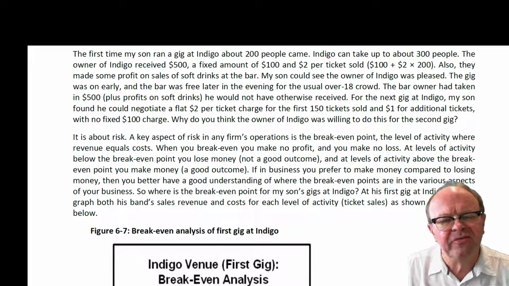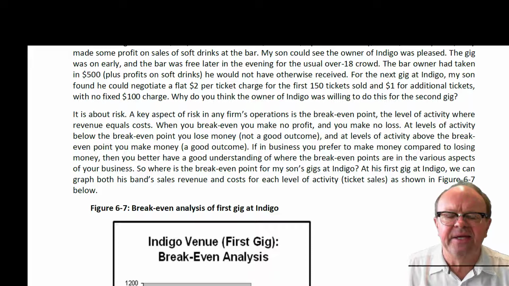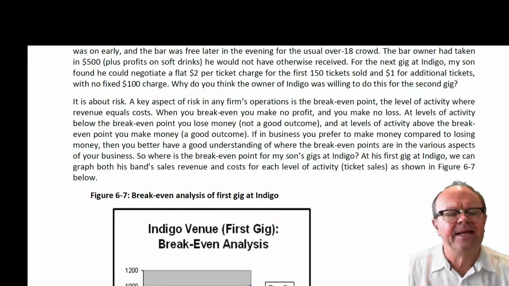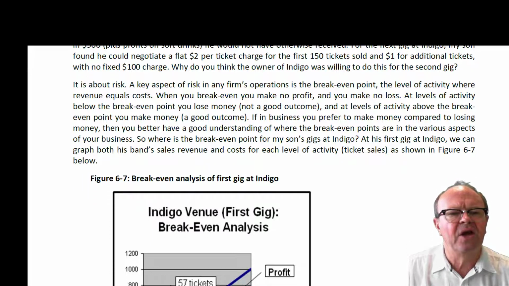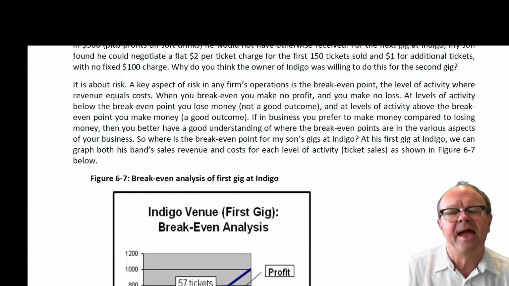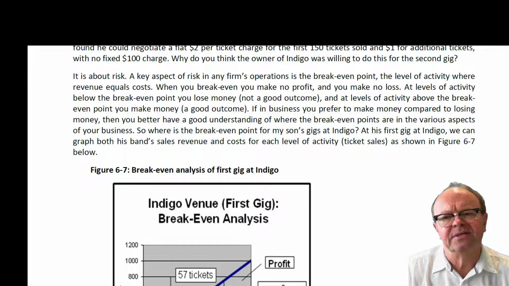My son could see the owner of Indigo was pleased. The gig was on early and the bar was free later in the evening for the usual over 18 crowd. The bar owner had taken in $500 plus profits on soft drinks he would not have had otherwise. For the next gig at Indigo, my son found he could negotiate a flat $2 per ticket charge for the first 150 tickets sold and $1 for additional tickets, with no $100 fixed charge. Why do you think the owner of Indigo was willing to do this for the second gig?